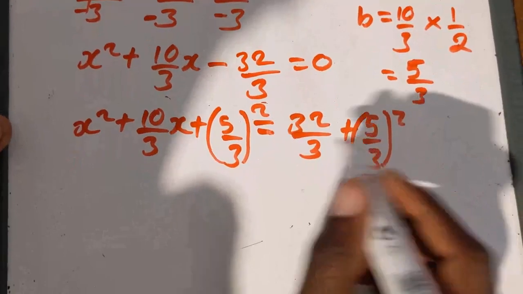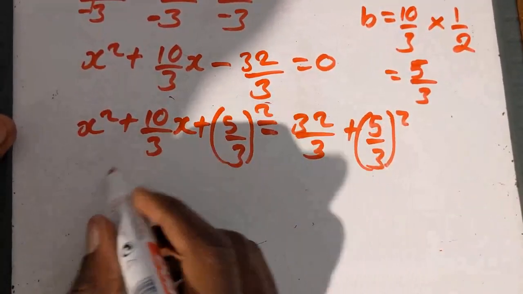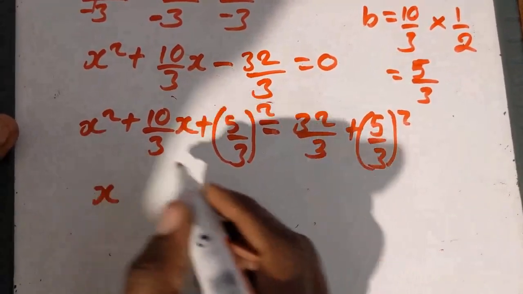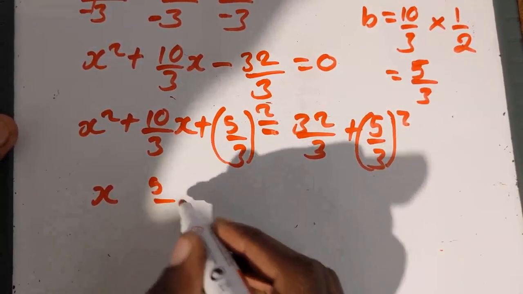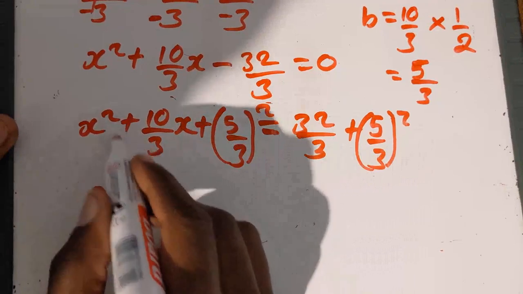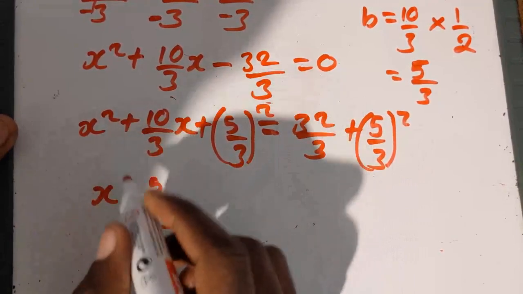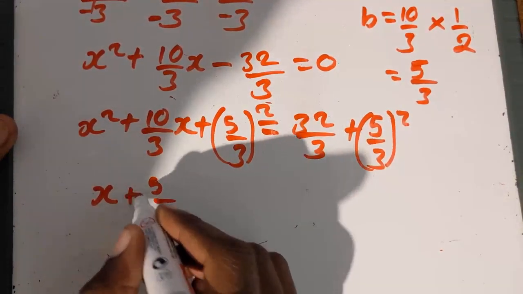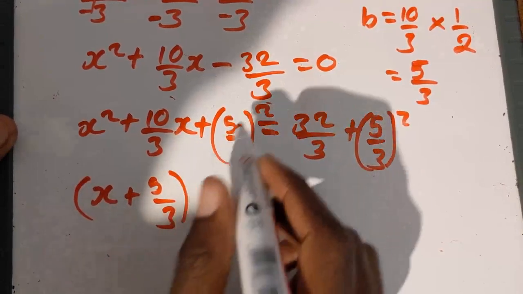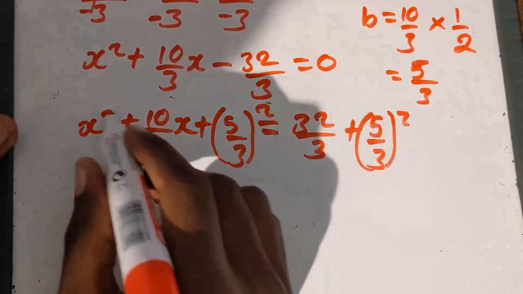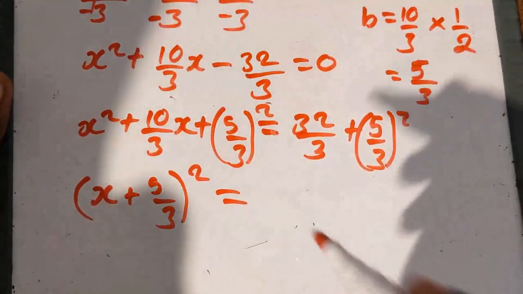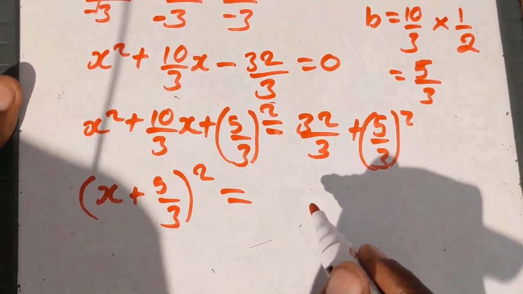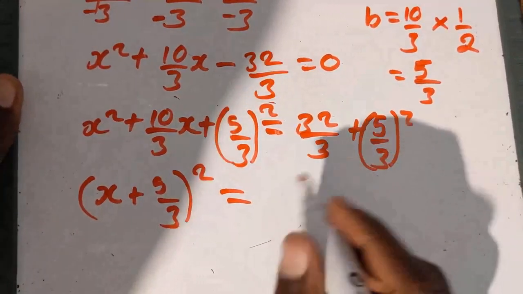Okay, so from here now you get those that are squared, so that is x. Okay, then that is 5 over 3. Then you get the sign of b and forget b. So the sign of b is positive. Then you get the square there. You put it like this, equal sign. I'm sure you've understood that. So that's why I'm solving it this way.